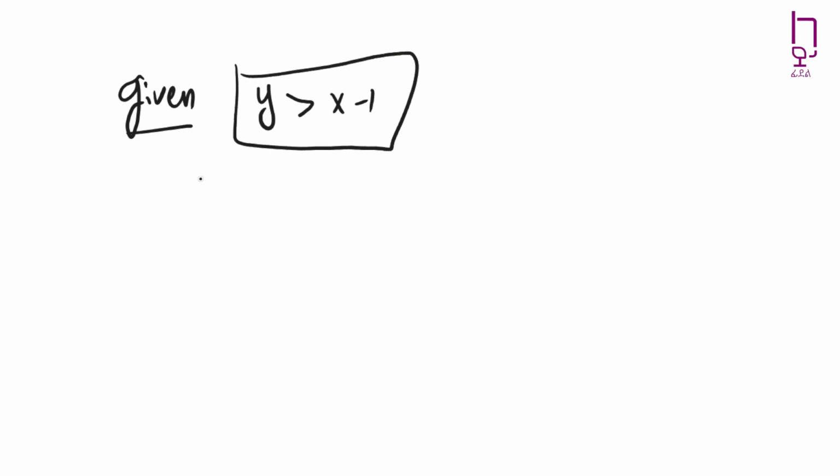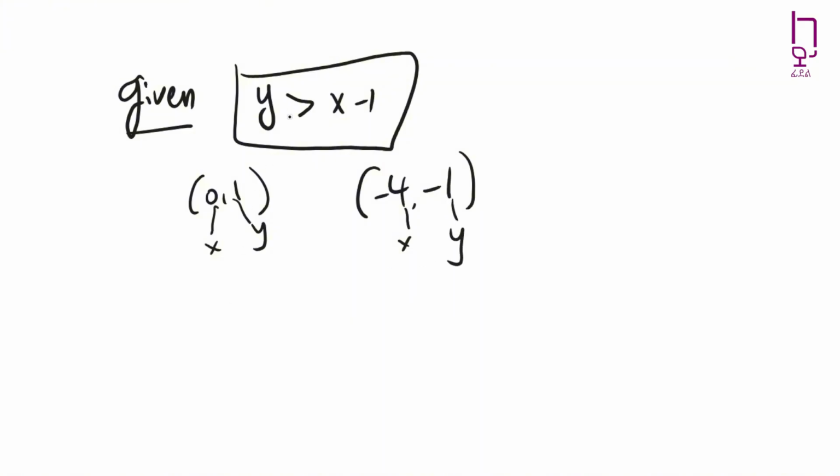So you are given this inequality, y is greater than x minus 1. The question says check if this is part of the solution, (0, 1). Also check if (-4, -1) is part of the solution. So this is how we go about this. This is x, this is y. This is the value of x, this is the value of y.